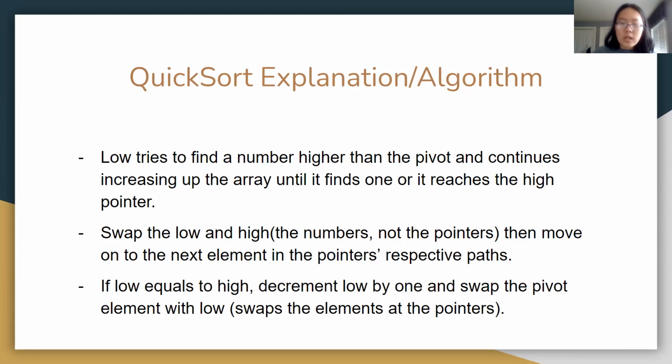So what we do is we decrement the low pointer's position by 1. And then we just swap the pivot element, whatever it is, with the low variable, where it was. So we swap the element at the pivot and the element that is at the low position. And that's essentially how we sort that.